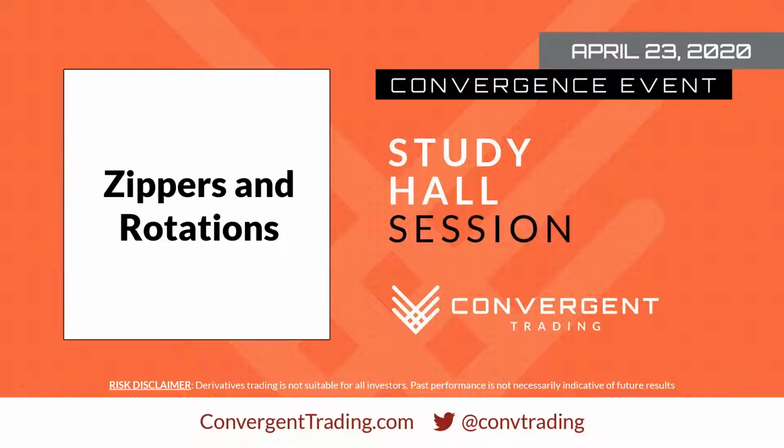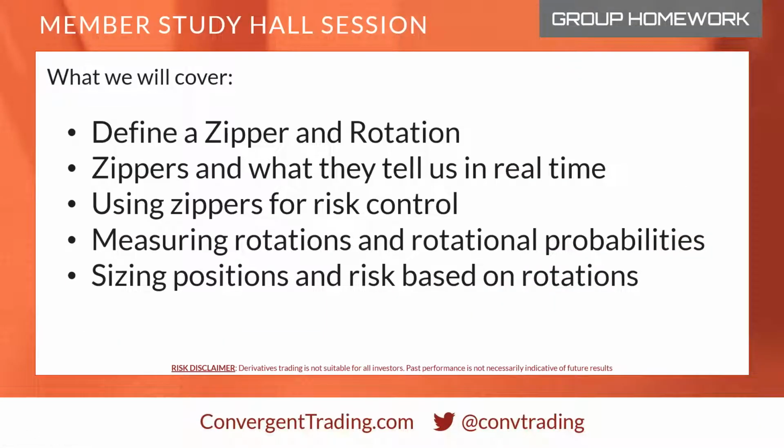With this particular topic, I would want you to ask questions as we go along. It's better than just coming back later to try to figure out what I was talking about a few minutes ago. Today, we're going to start out by defining what a zipper is and what a rotation is. Just to set a baseline, we're going to talk about zippers and what they tell us in real time, how I use zippers for risk control. And then we'll switch over to rotations.